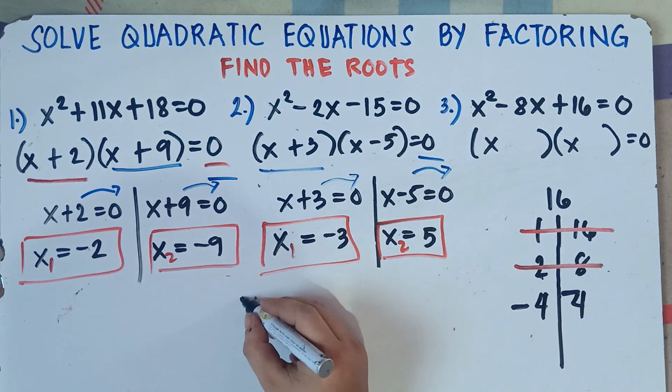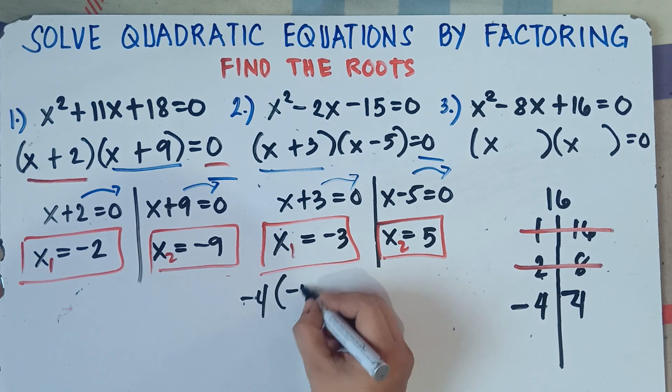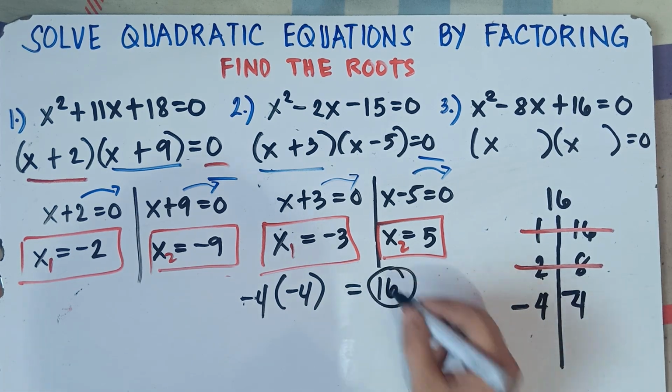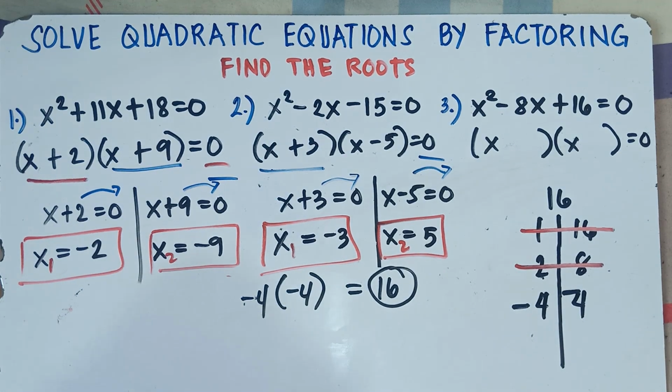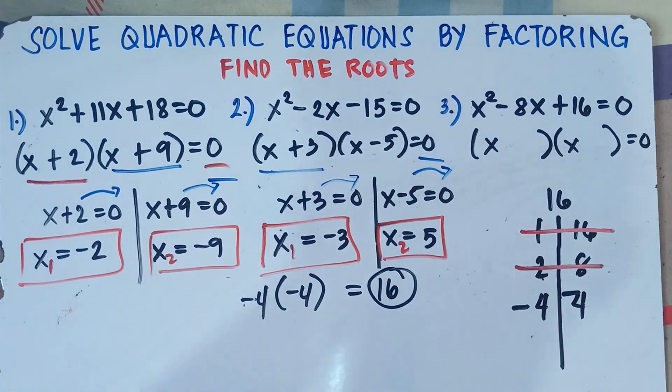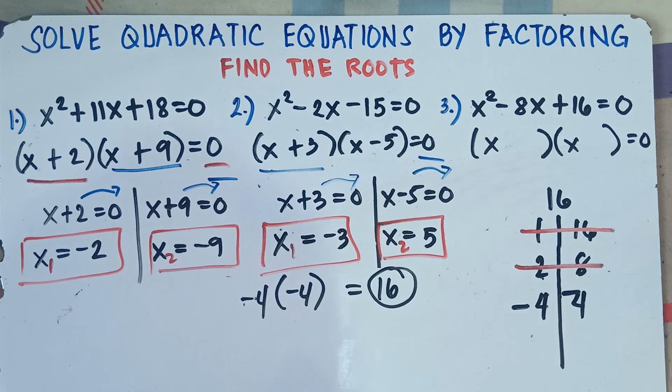Okay, let's multiply. Negative 4 multiplied by negative 4. Negative times negative. Do we get positive 16? Yup, we will get positive 16. Now, how about if we combine, class? Negative 4 combined with negative 4. Do we get negative 8? Yup, we will get negative 8.